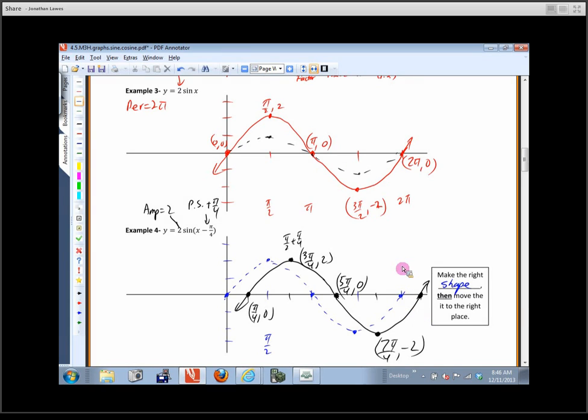We were at pi halves, right? So if you take, we were at 2 pi. If you take 2 pi and you add pi fourths, what do you get? 8 pi fourths plus pi fourths? 9 pi fourths. So that point would be 9 pi fourths, comma, back to 0. Notice we can see the pattern still. It starts at 0 and goes up to 2, down to 0, down to negative 2, and then back to 0. Any questions?